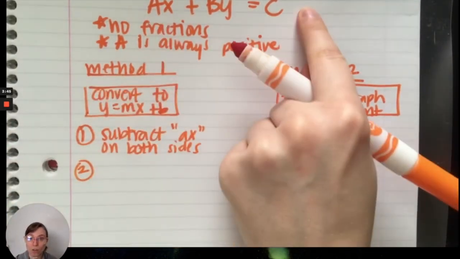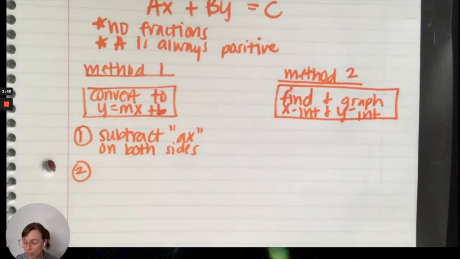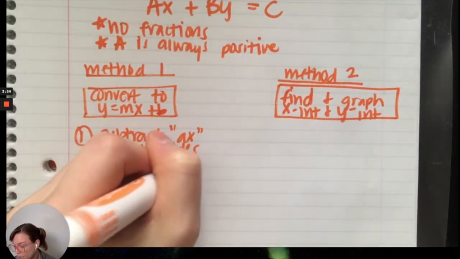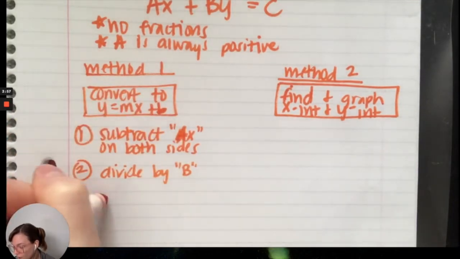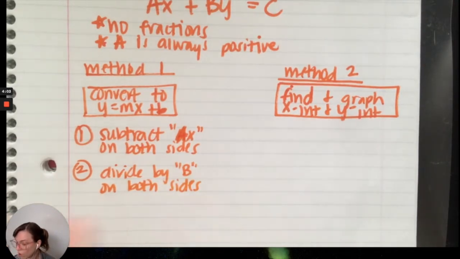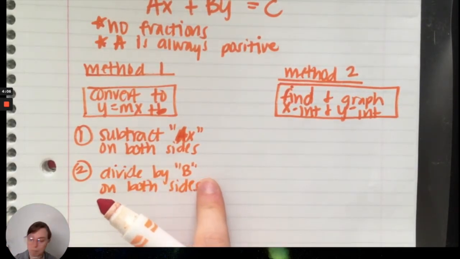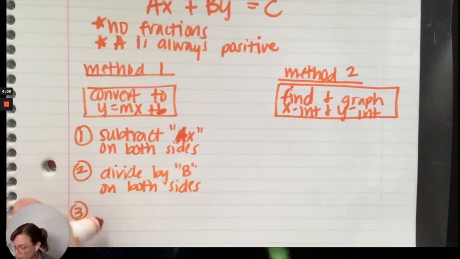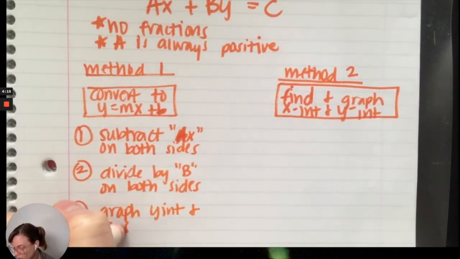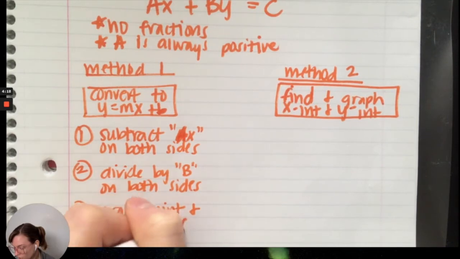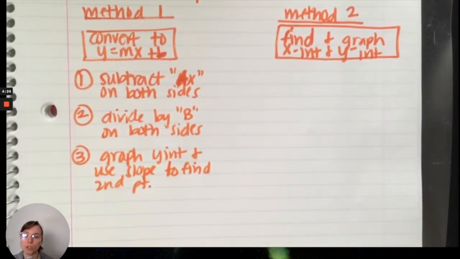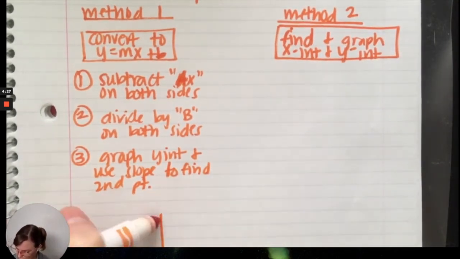Now that ax is on the right-hand side, I now need to divide or undo that multiplication. So I need to divide by b, we should make this a capital A, on both sides. So both of these steps are just to isolate the y, okay? Once we have the y isolated, then we can graph the y-intercept and use slope to find the second point, okay? So we are going to practice this now.